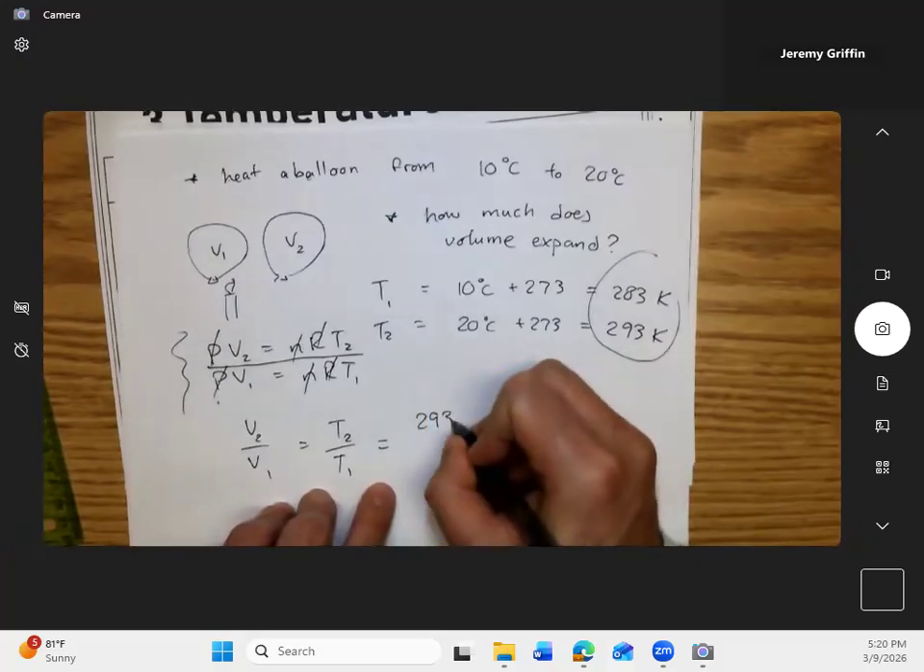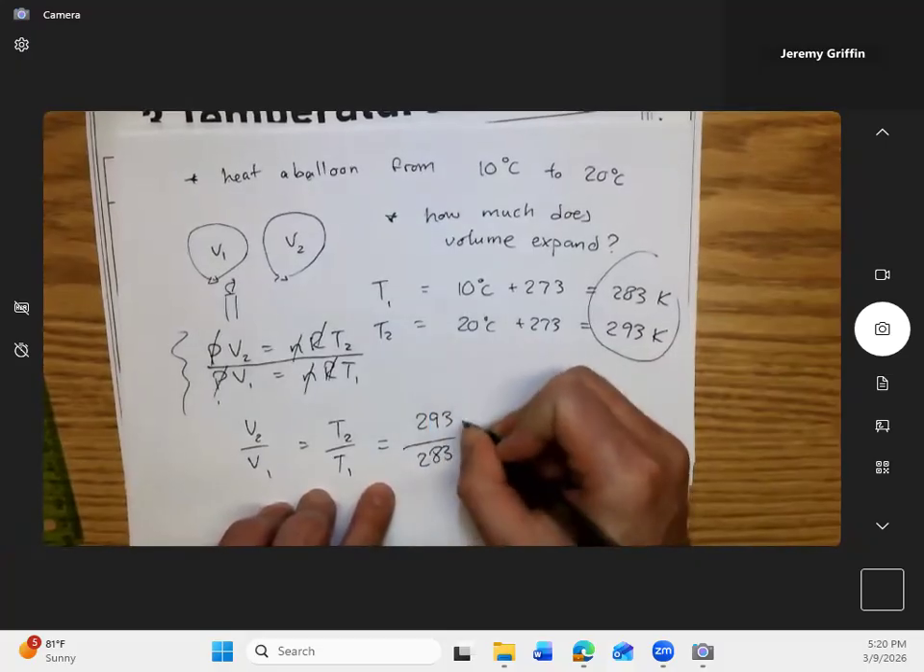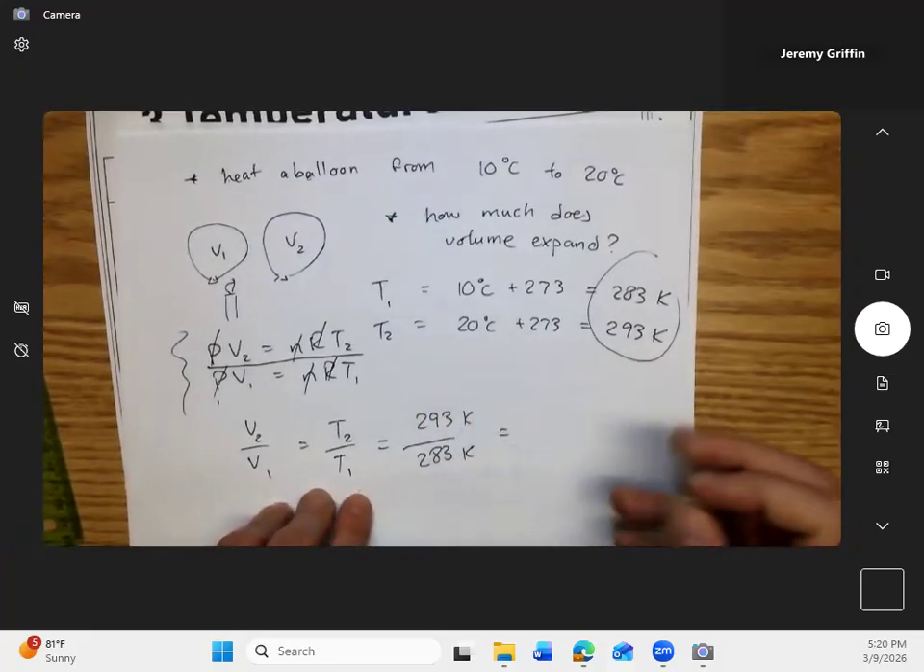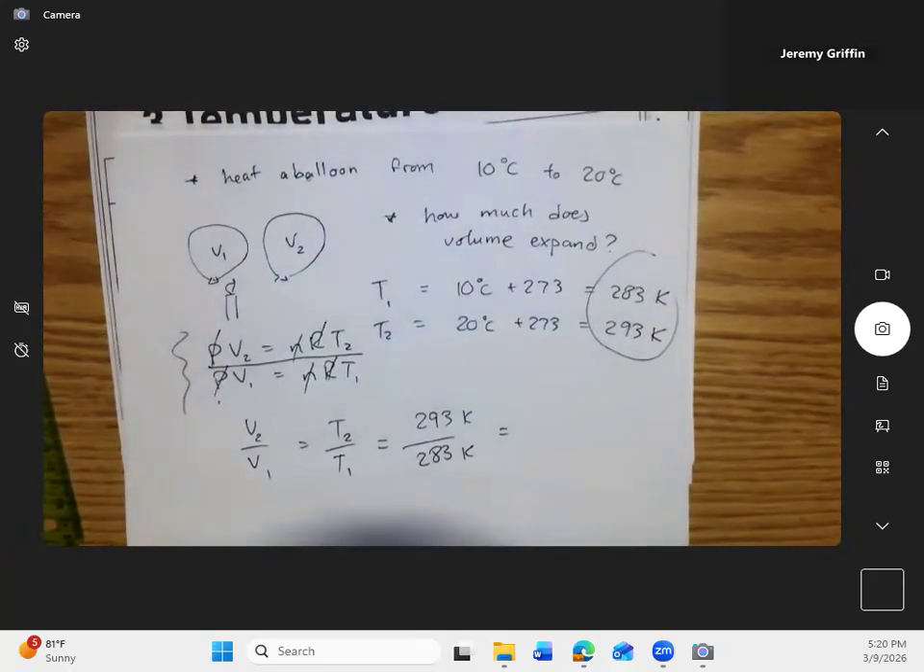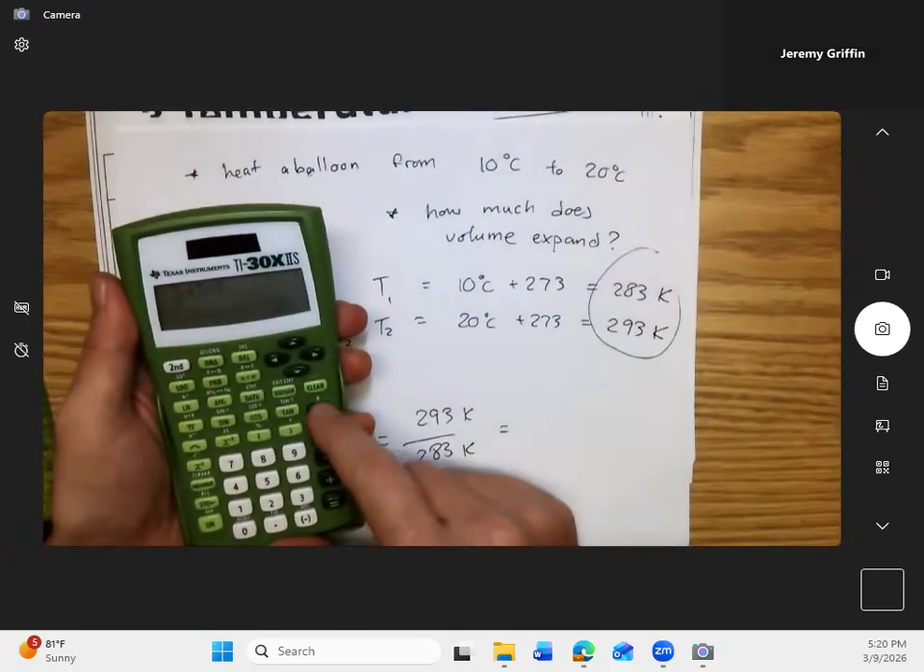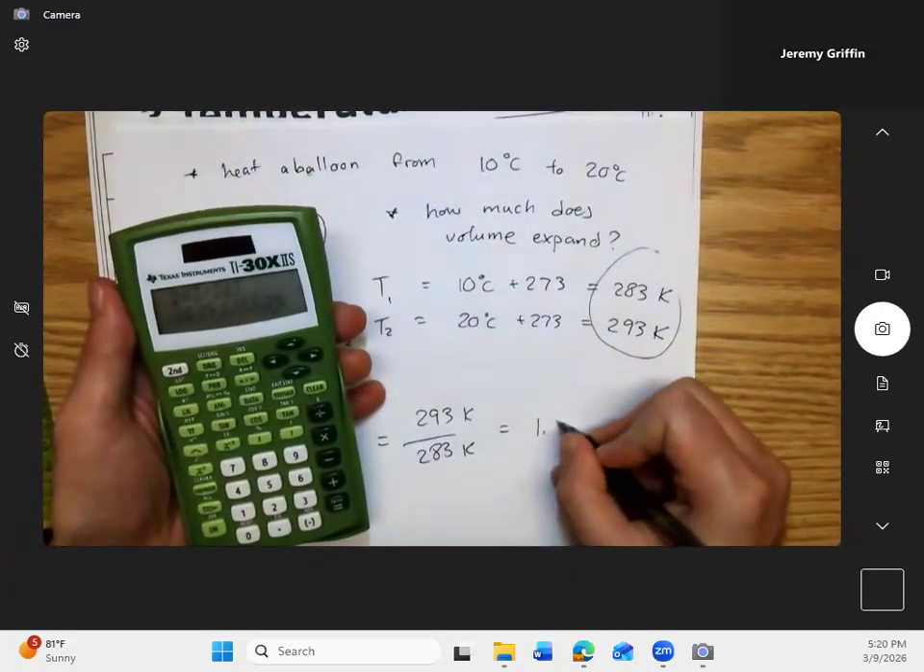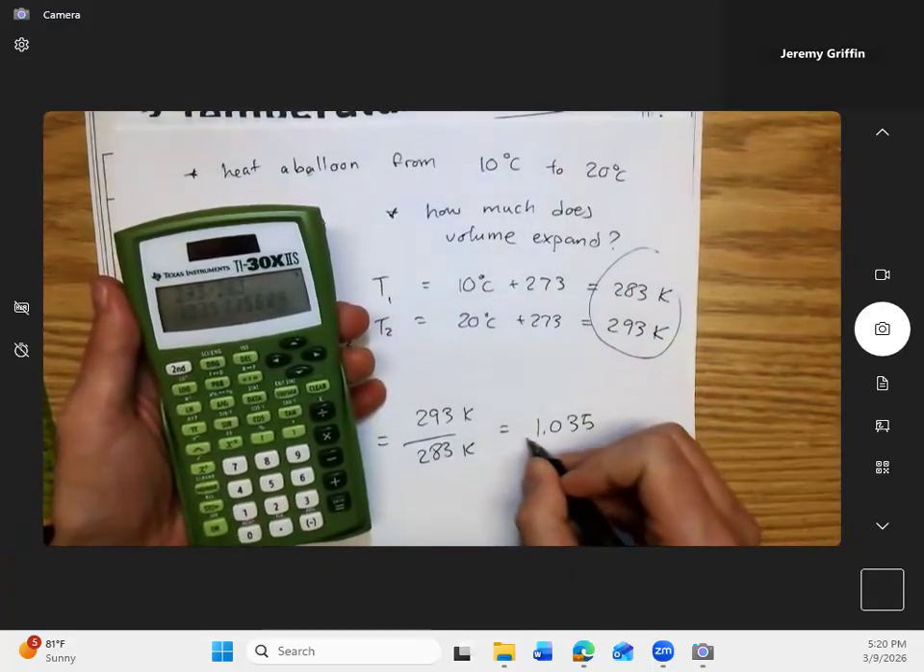So let's go to 293 over 283. So Kelvin over Kelvin. Now this will tell me the correct proportion. And what does that turn out to be? 293 over 283. That's 1.035 something something. I'll just chalk it off there.